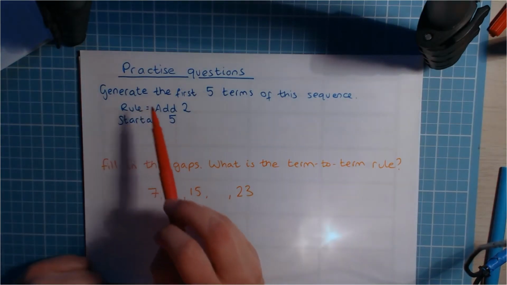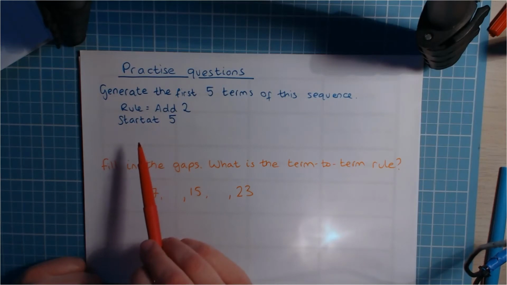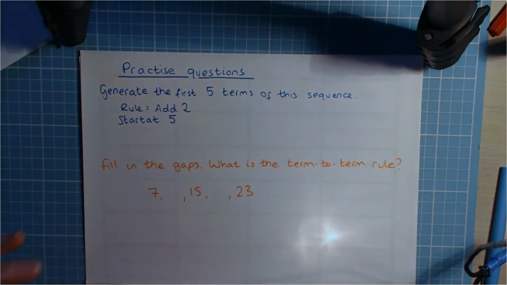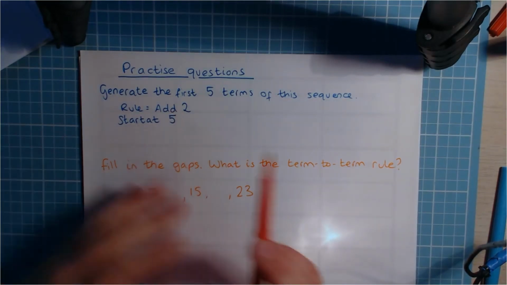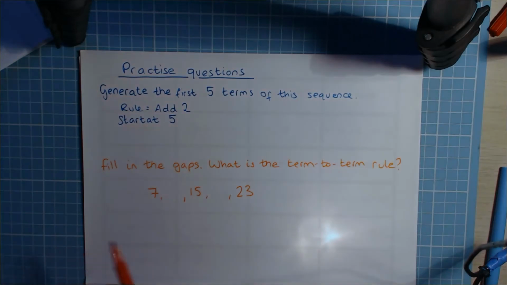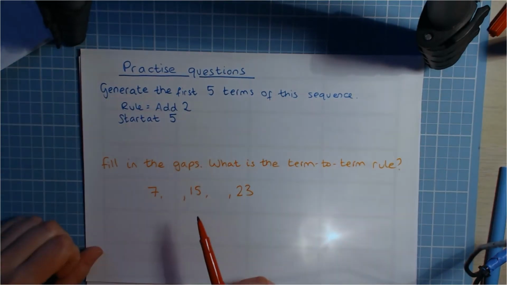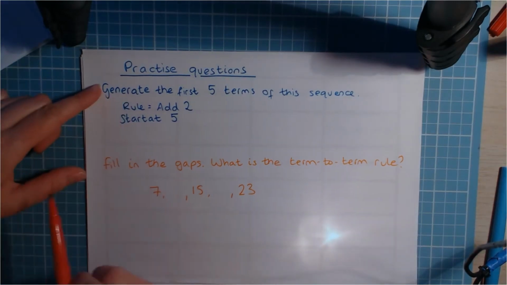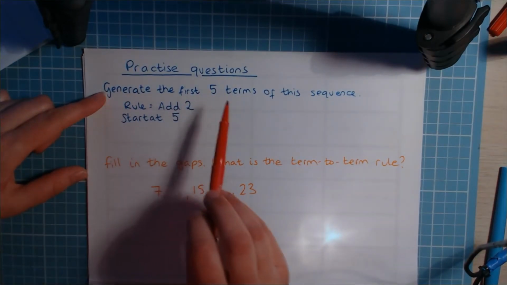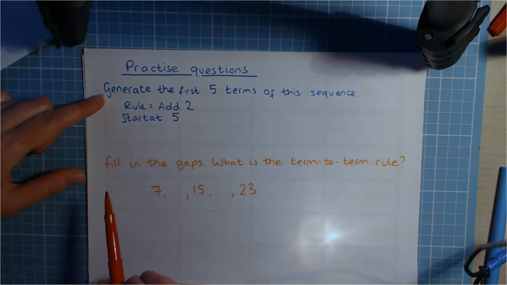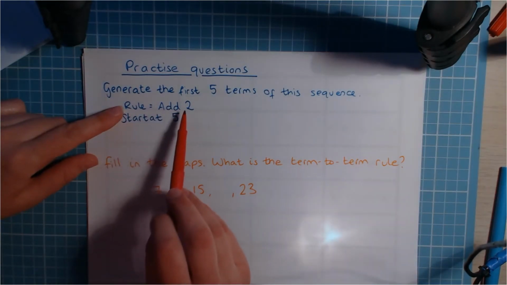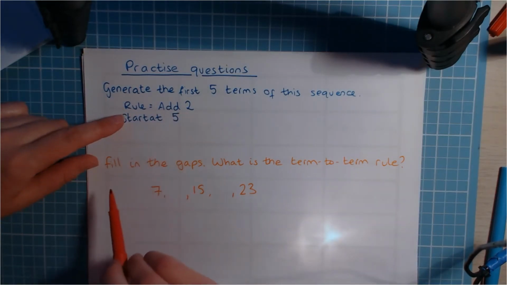So either write these in your books as examples. That would be the best. If that doesn't happen, I know it might not happen, don't worry. Use them to work along with, whilst you're working through the worksheet I'm setting you, because you'll find some of the questions are quite similar. So the first one here I've done, generate the first 5 terms of this sequence. And I've said the rule is to add 2, and we're starting at 5.